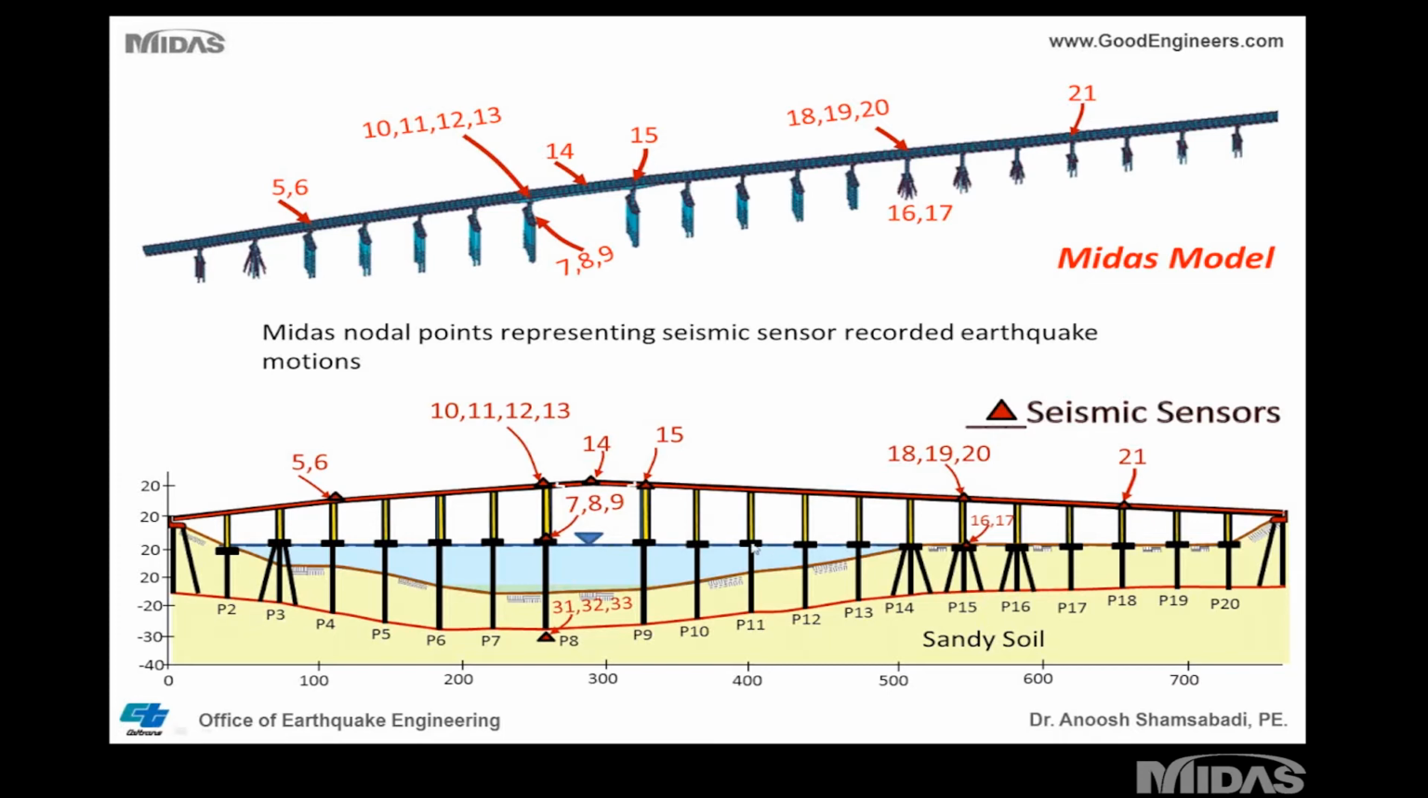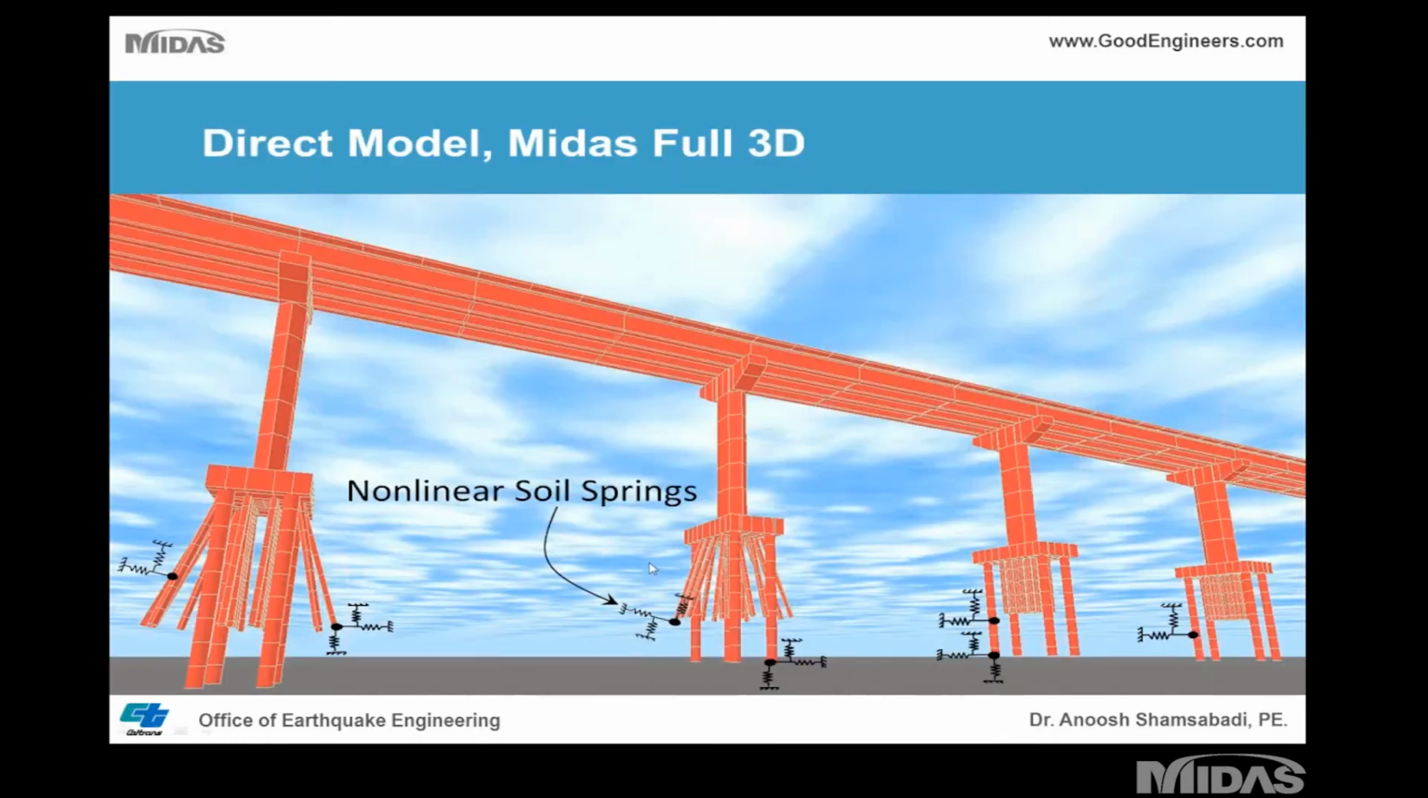And I will be comparing the analytical model versus recorded motion at the pile cap and at the superstructure. So here is another rendering of the closer shot of the Midas. You can see these are nonlinear springs attached at the tip and along the pile. Just because there is not enough space to show all the springs, I just put some springs as a schematic representation of the nonlinear springs.